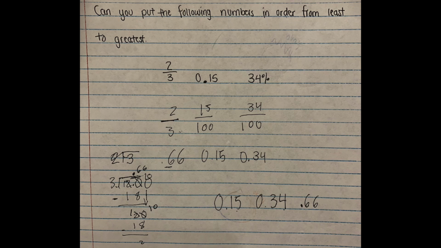So, can you put the following numbers in order from least to greatest and explain your thinking as you go? So I put 34 over 100 because I know that 34% would be out of 100, so I'll put it under 100. Then for 0.15, why did you decide to make it a fraction?